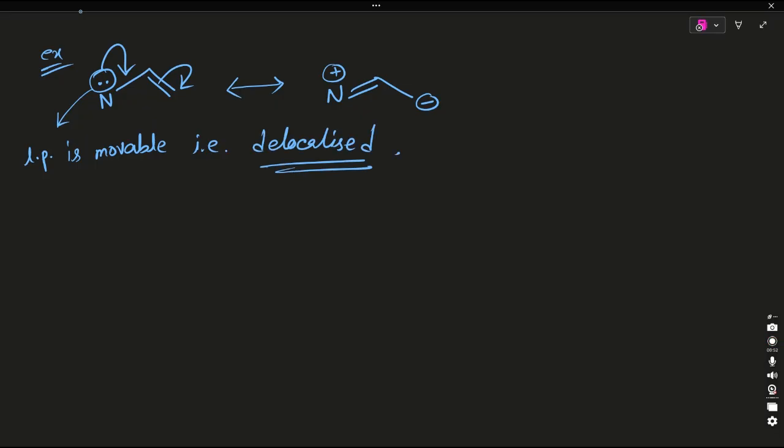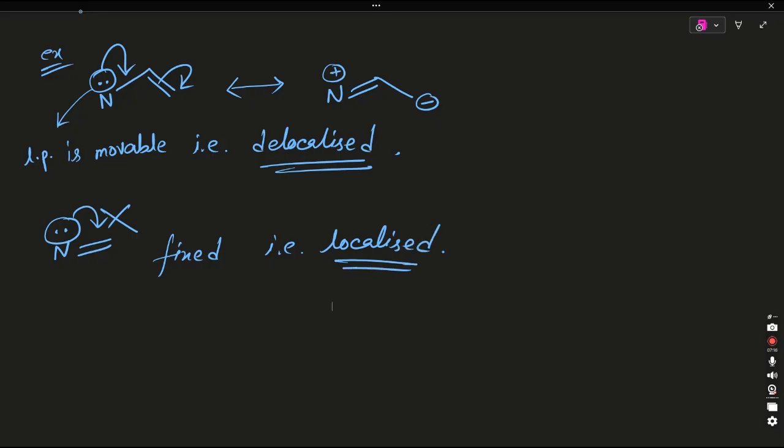Now another example is like this. Now this lone pair is not movable because there is no scope for further conjugation. This kind of shifting is not possible. This lone pair is fixed, that is, it is localized.